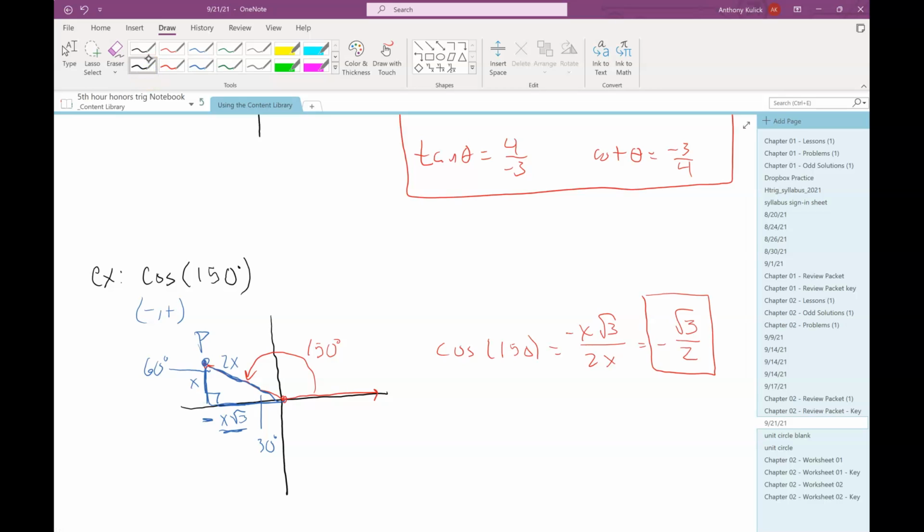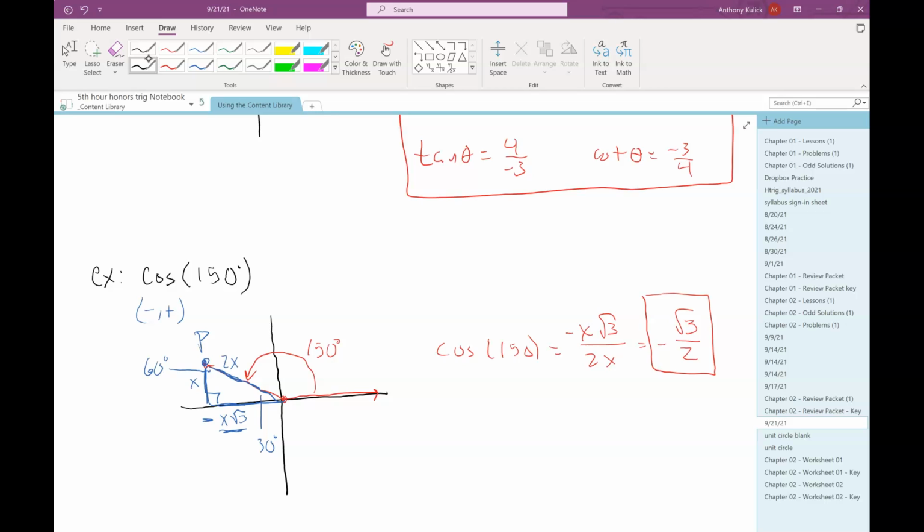Okay. So the takeaway here is that I can find the exact values for any angles where the reference angle is a 30, 60, or 45-degree triangle, because I could do a similar thing and make these little special right triangles and find the exact value for any of those, right?